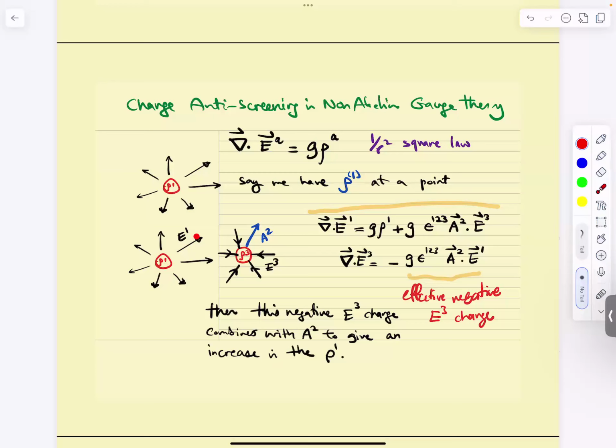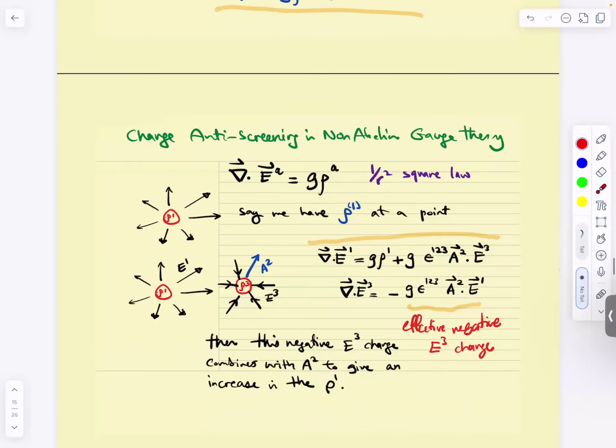So rho 1 will create A1. That A1 will create an effective negative rho 3. So the direction of these is inwards, right? That's E3. E3 and A2 will combine to give you a positive rho 1. So you have to do the contraction, and it gives you a positive one.